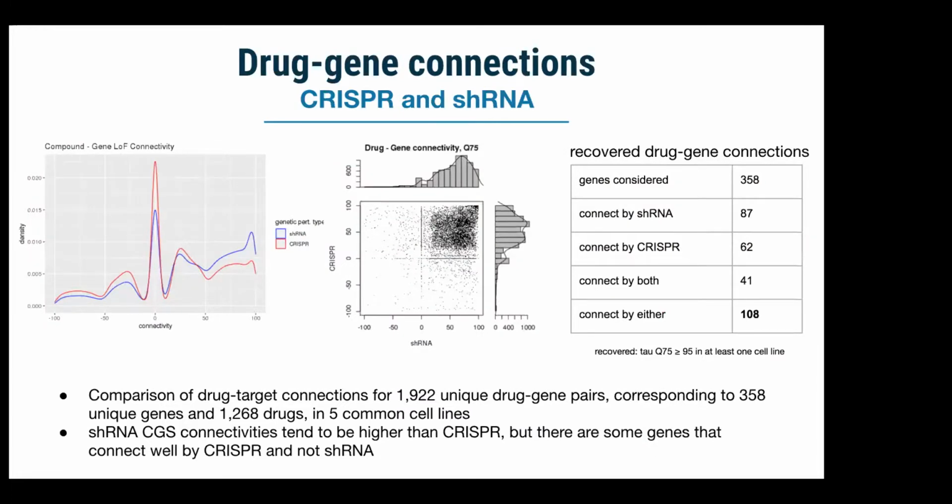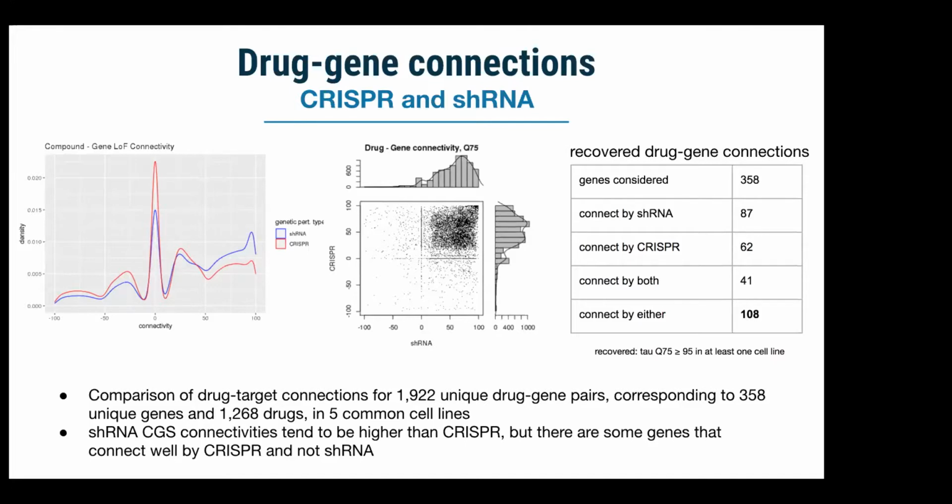One other question we can ask is comparing signatures of CRISPR knockout and shRNA loss of function to compound signatures that are directed at a particular gene. So here the question is, how often do we see an association between a compound signature that targets a gene and then a genetic loss of function of that targeted gene?